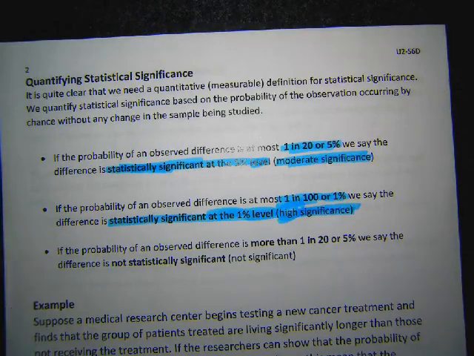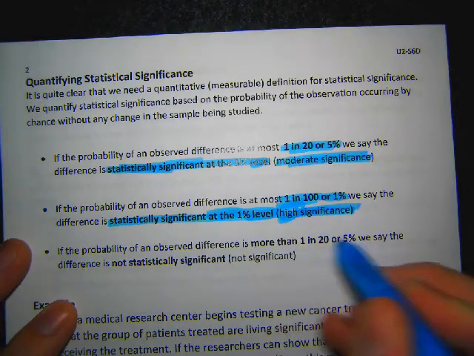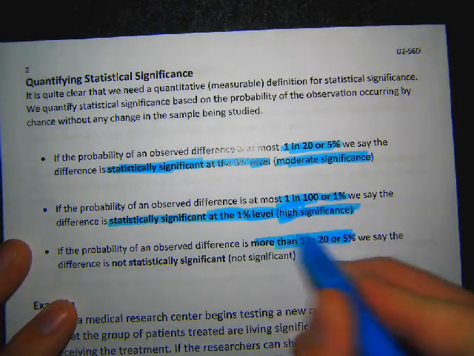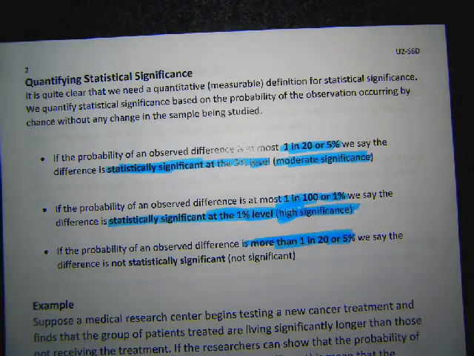Now, it is also possible that your probability is actually high, more than 1 in 20, so more than 5%. So this would be like 7% or 10% or 20%. Anything higher than that, we're going to say that's not significant, because that could happen. If it's like a 10% chance, well, 1 out of every 10 surveys is going to hit that, and we might just have spun that one.